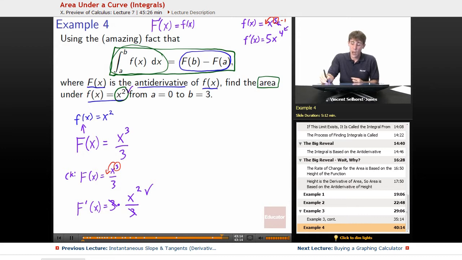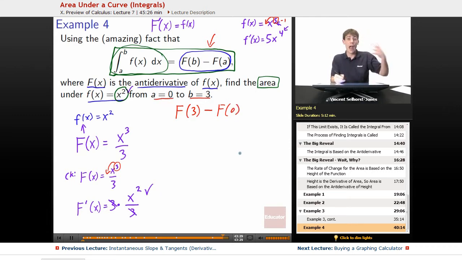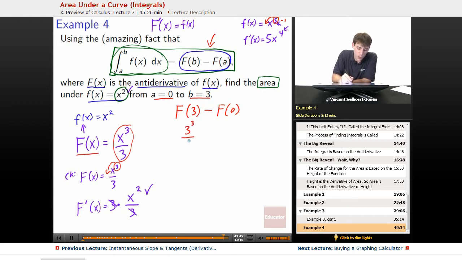At this point, we can use this portion of the formula. Big F evaluated at b, which is 3, minus big F evaluated at a, which is 0. So big F of 3 minus big F of 0: the antiderivative evaluated at the ending location minus the antiderivative at the starting location. Big F of x is x cubed over 3, so we've got 3 cubed over 3 minus 0 cubed over 3. 0 cubed over 3 just disappears.